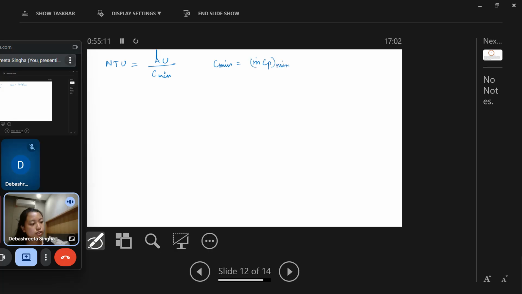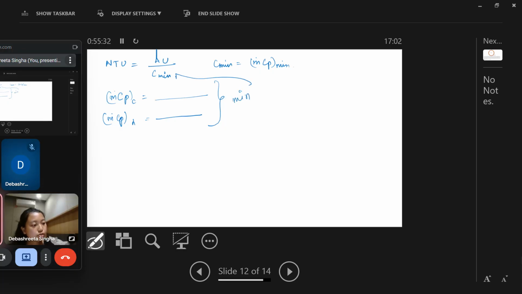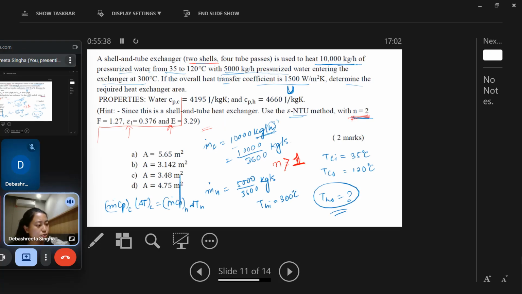So whichever fluid is having the minimum MCP, you will consider that. First calculate MCP for the cold fluid, you will get some value, and for the hot fluid you will get another value. Compare these two, and whichever is the minimum, that you have to insert here. Then you have to find out A. A is what they have asked to find out, to determine the exchanger area.